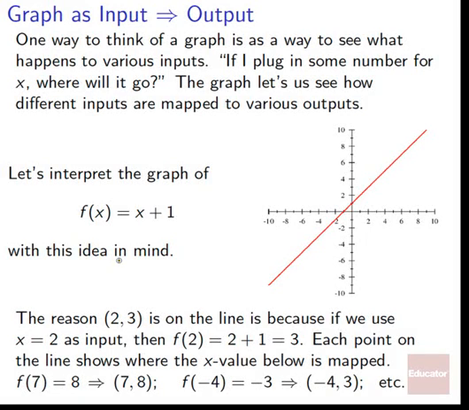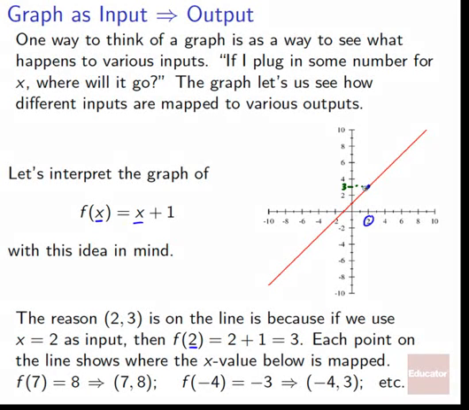So let's interpret the graph of f of x equals x plus 1 with this idea in mind. Say (2, 3), right? 2, the horizontal, 3, the vertical portion. The reason (2, 3) is on the line is because if we use x equals 2 as input, then if we plug in 2 into f, if we plug it in for that x, then we'll get 2 plus 1, and 2 plus 1 is 3. So if we plug in 2, it spits out 3 right here. So that's where we're getting this graph from.